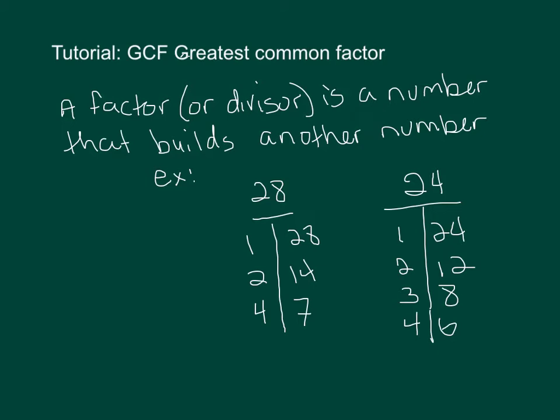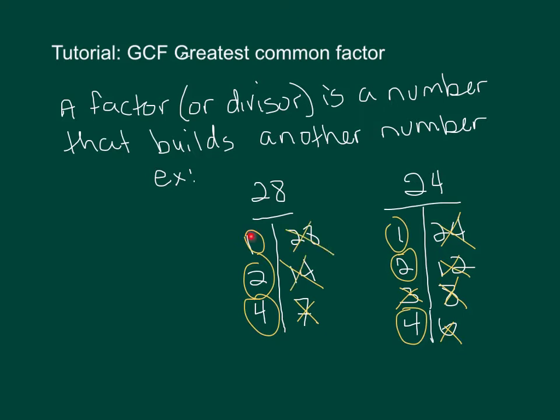If I wanted to know the greatest common factor, the largest factor that these two numbers share, I would look at all their factors. 28's factors are 1, 2, 4, 7, 14, 28, and 24's factors are 1, 2, 3, 4, 6, 8, 12, 24, and I would find which of them were matches. 1, of course, is a match. It's going to be a match for every number, so we don't really worry about that one. 2 is a match. 4 is a match. 3 is not. 7 is not. 6 is not. 8 is not. 12 is not. 24 is not. 14 is not. And 28 is not.